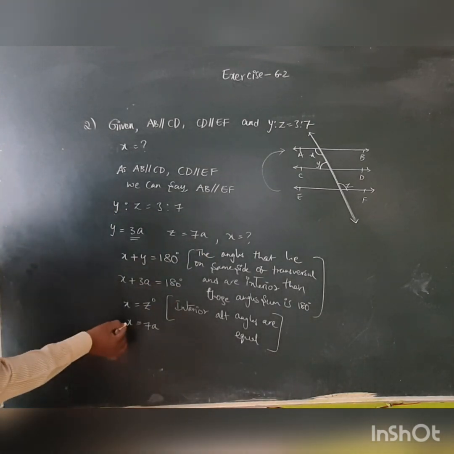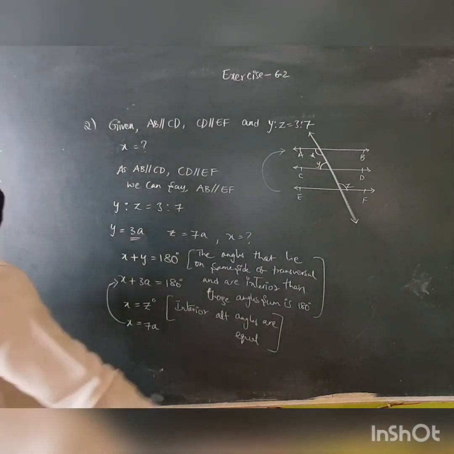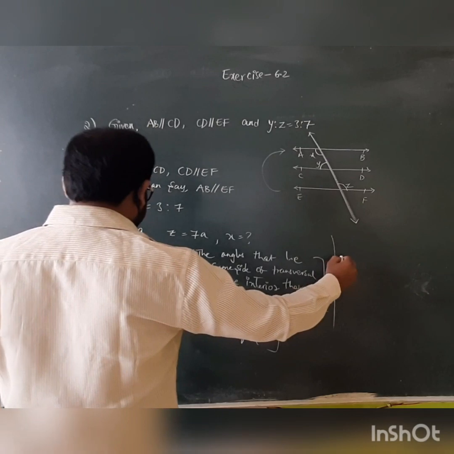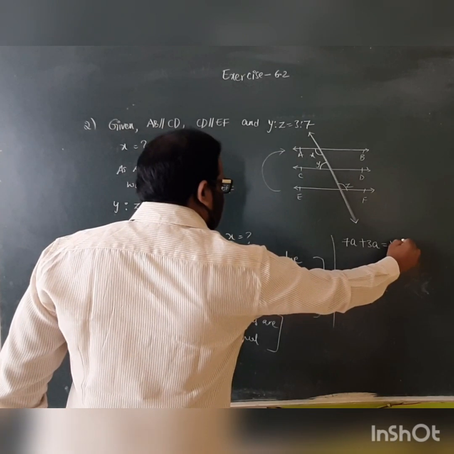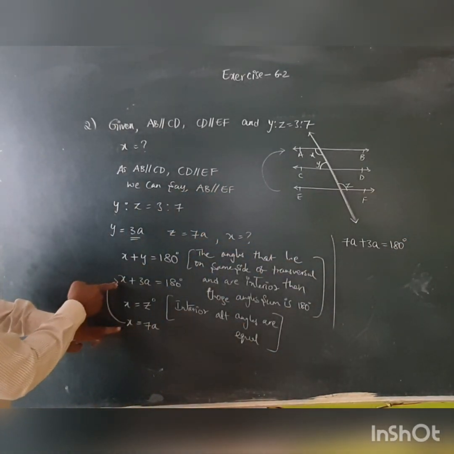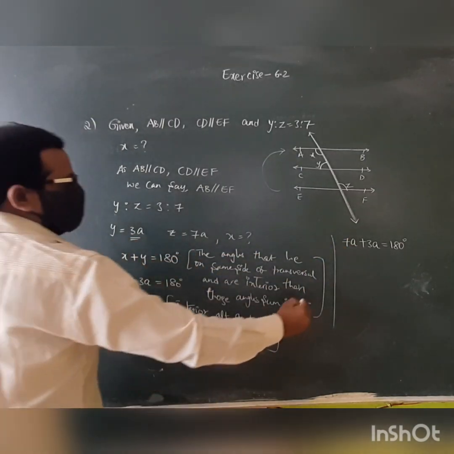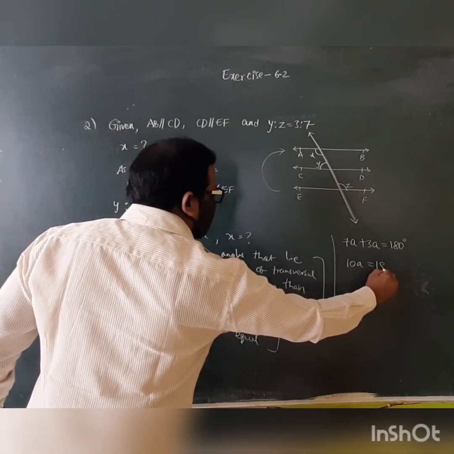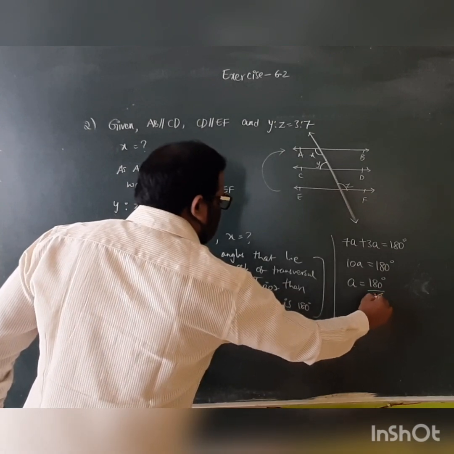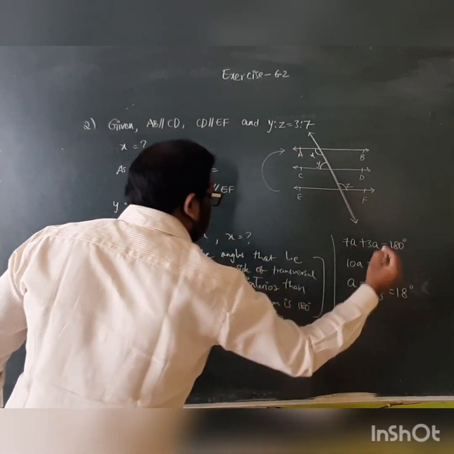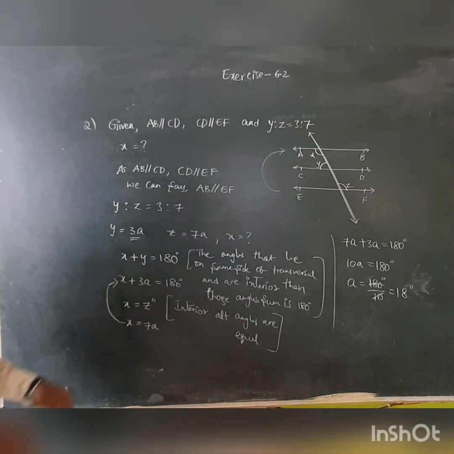Now from this we can take out the x value and replace it in x plus 3a equal to 180. We get 7a plus 3a equal to 180 degrees after substituting this 7a for x here. So 10a equals 180 degrees, a equals 180 degrees divided by 10, which gives us 18 degrees. The a value is 18.